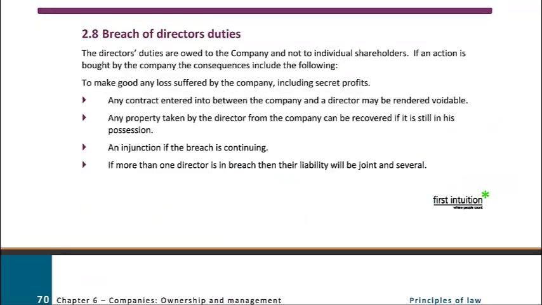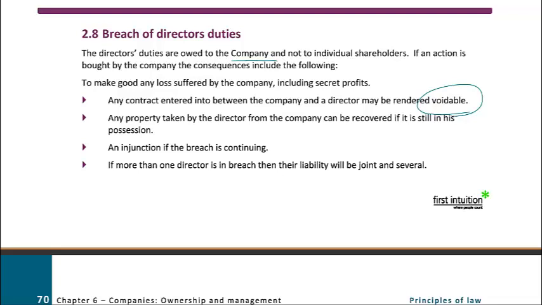So, what happens where there's a breach of the duties? As we've already said, that duty is owed to the company, so the appropriate person to take action is the company. So, first thing would be to make good any loss that's been suffered by the company. That would also include accounting for any secret profits that have been made by the director of the company. Any contract entered into between the company and the director or an entity that the director is interested in could be voidable. Remember, voidable means that the contract can be set aside by the company only, because the company would be seen as the injured party here.